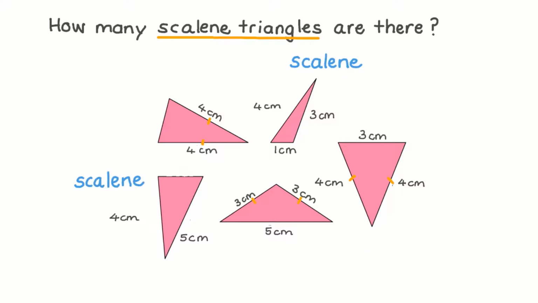We looked closely at the lengths of the sides of each of these triangles. We know that scalene triangles have sides which are all different lengths. We counted the number of scalene triangles. There are 2.